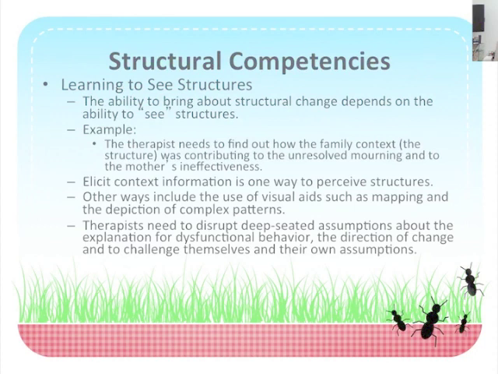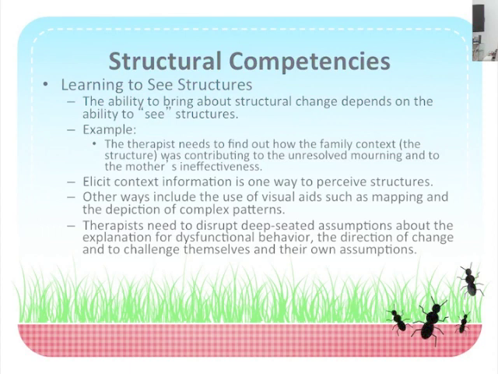One is your ability to see structures. The ability to bring about structural change depends on your ability to see the structure. So you really want to be practicing, back to earlier, content versus process. The goal is to be really good at looking at process, and particularly how they make a structure within a family. The therapist needs to find out how the family context, the structure, was contributing to the unresolved mourning and to the mother's ineffectiveness in one case.